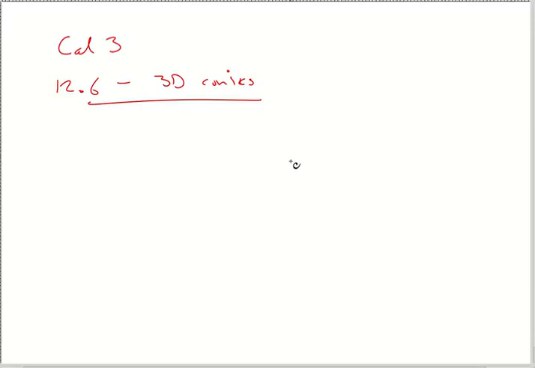Hello everyone, this is a video lecture for Calculus 3, section 12.6, 3D conics. So conics are basically your parabolas and your ellipses and your hyperbolas and stuff like that. Cool. But what I'm going to do now is I'm going to put them in 3D, essentially.